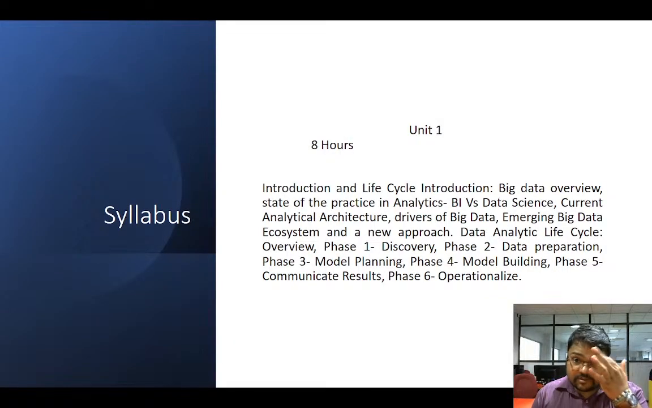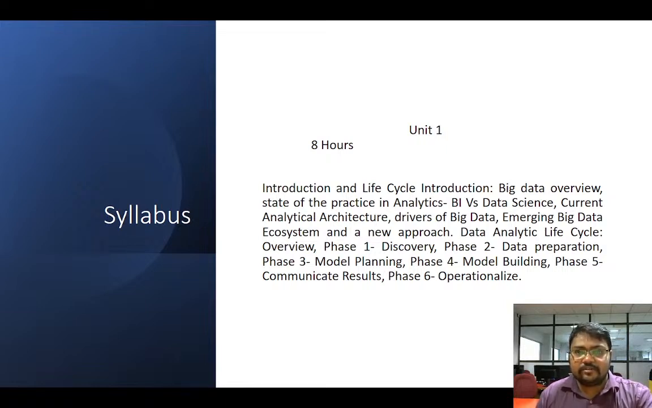So the syllabus goes like this. In unit 1 we are going to cover the introduction part and take you through the life cycle. In the introduction we take you through the big data overview: what is big data, what is the state of practice in analytics, and business intelligence versus big data science.